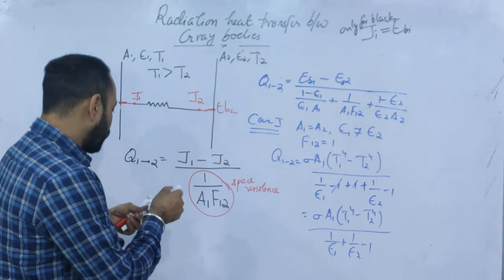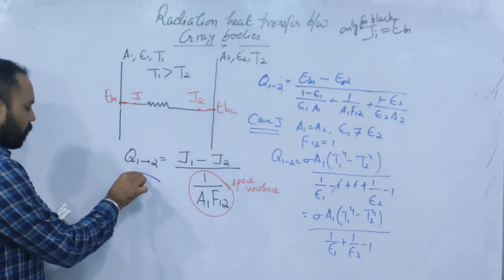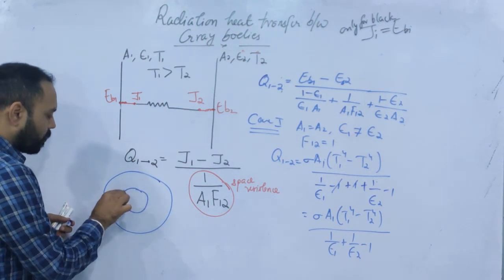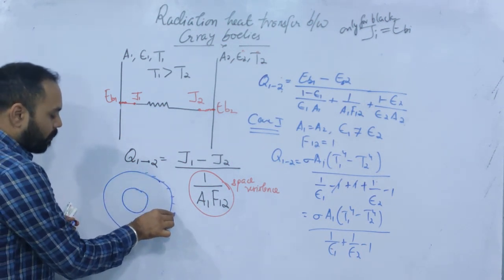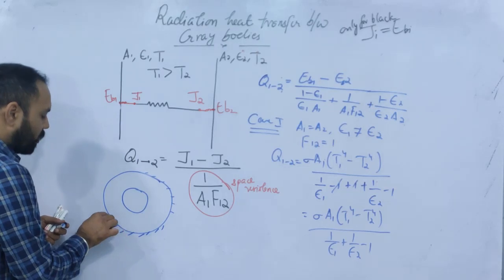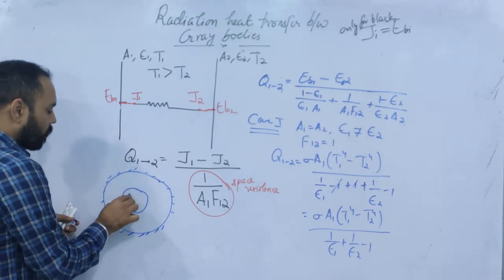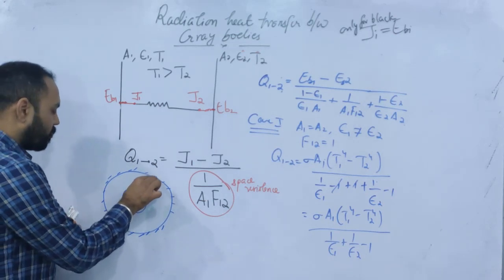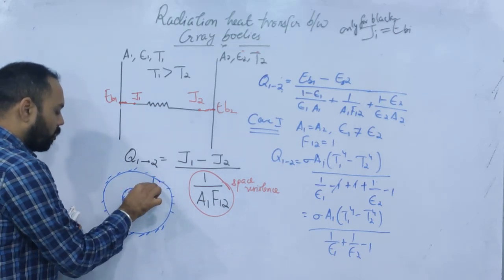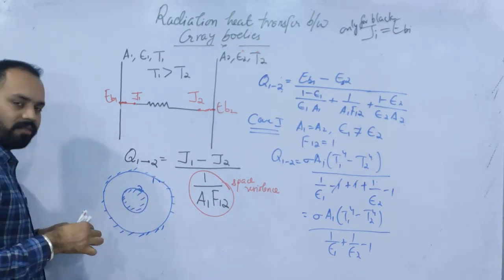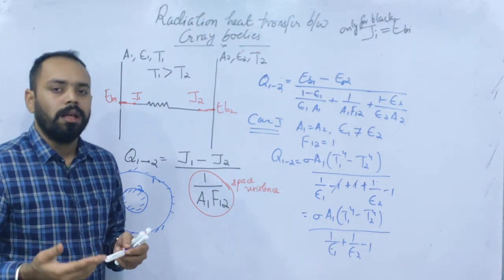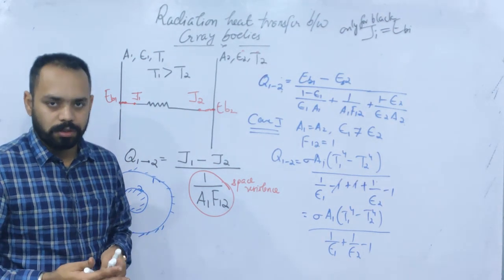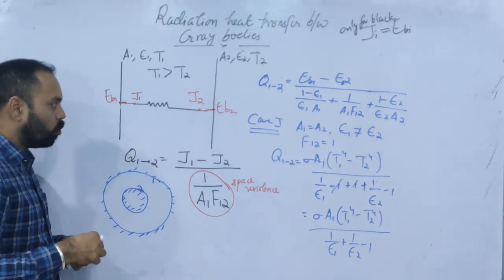Suppose you have here a sphere, and inside the sphere there is another sphere. Suppose the radiation is taking place like this. You want to write net Q12. Right. Suppose this is body 1, surface 1, and this is surface 2. The surface 1 is having epsilon 1 emissivity and T1 temperature. Surface 2 is having epsilon 2 emissivity and T2 temperature. So how to write the net value Q12?